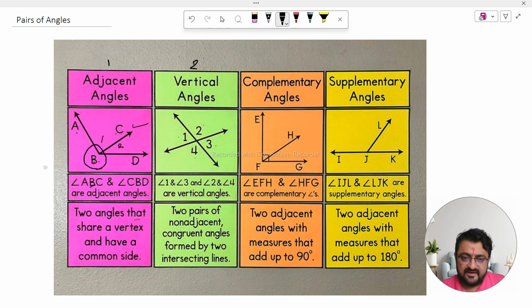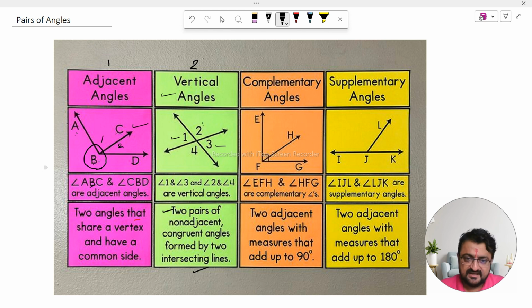Now the definition is also very easy. Two pairs of non-adjacent congruent angles formed by two intersecting lines are called vertical angles or vertically opposite angles. And now you have to remember one more thing which can be useful for your sums. Here you can see angle 1 and angle 3. This pair is opposite, and the measurements of both angles 1 and 3 will be the same.